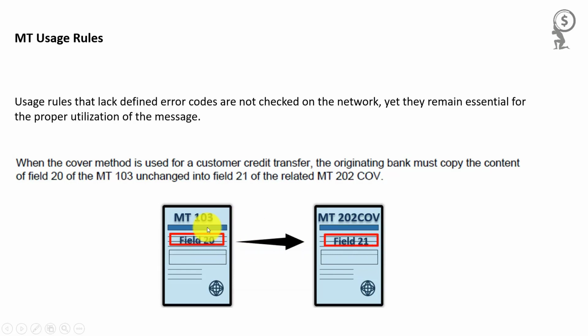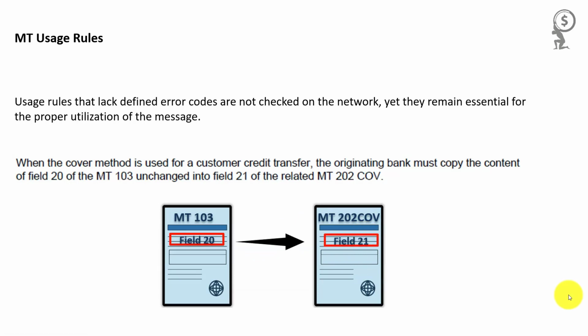Field 20, as we said, in the MT103 has the reference number. The MT202 has also its own field 20 that has its own reference number, but we don't need it in this example. But in field 21 in the MT202, we take this reference number and put it here. And this field is called the related reference number, meaning that it has the reference number of the related message to this MT202.